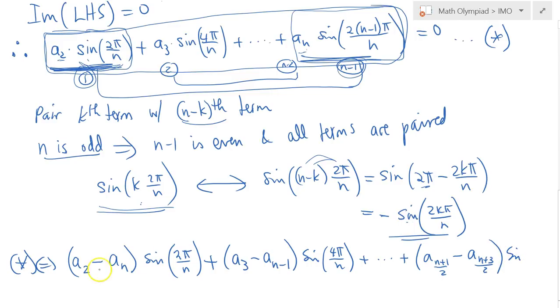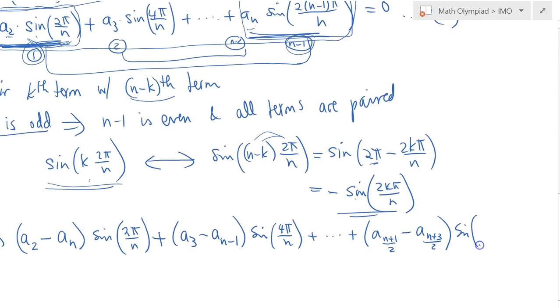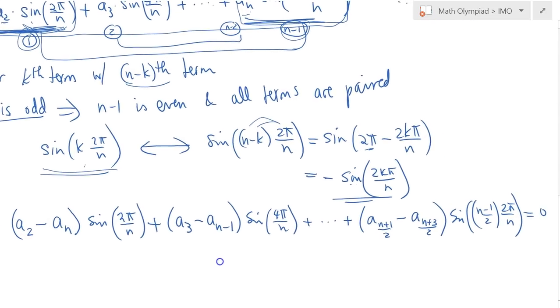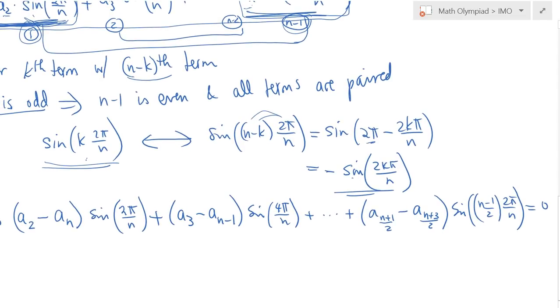Sine of, obviously we do 1 less, so 2 pi over n times 1 less than this, so which is n minus, okay, so this is really ugly looking. It won't be crucial. You will see in a minute that they will all cancel out anyways. Okay, so this is equal to 0, right? Now let's have a look at this expression. We need to make this equal to 0, and look at all these signs.